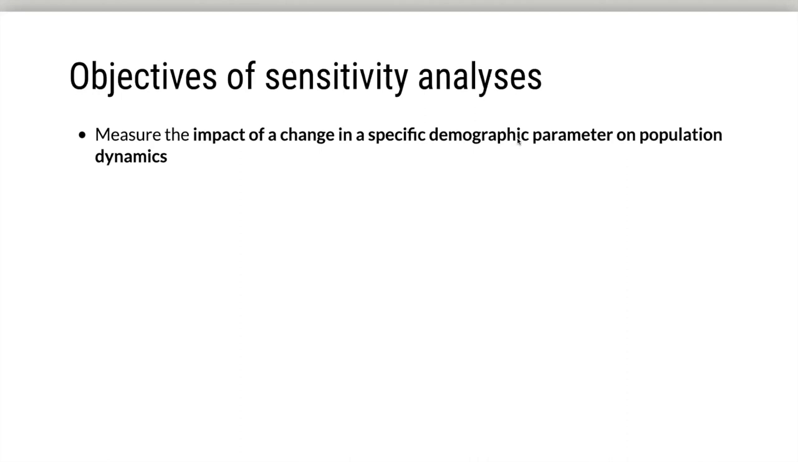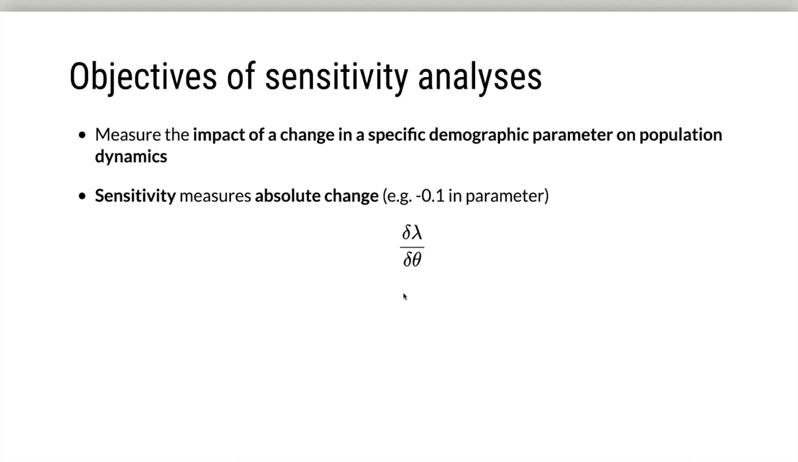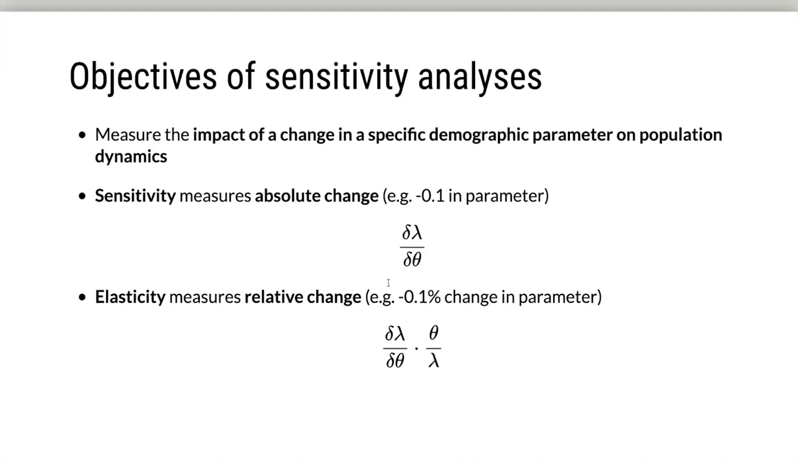So that's the objective of what is called sensitivity analysis. And the idea is to measure the impact of a change of a specific demographic parameter on the population dynamics. So sensitivity measures the absolute change in population growth rate, lambda, when we vary a bit the value of any demographic parameter, that is called theta here. And elasticity measures the relative change in lambda when we change a bit each demographic parameter. So that's a percent change in a parameter, whereas sensitivity is an absolute change.